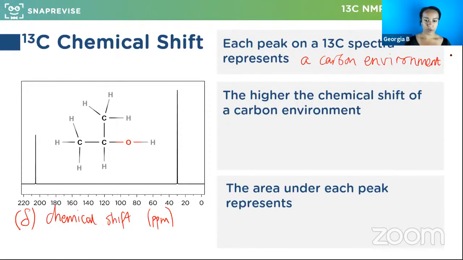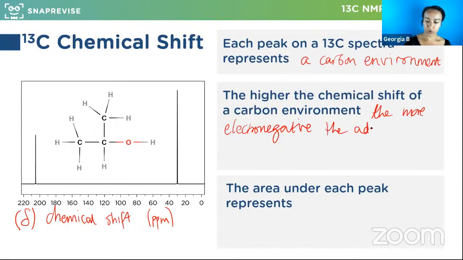And the higher the chemical shift is, so keep in mind that on our diagram, 0 is on the right-hand side, so the high chemical shifts are on the left. The higher the chemical shift of the carbon environment, the more electronegative the adjacent atoms are. And do bear with me. I'm going to show you what I mean on the diagram. You'll get there in a sec. I promise it makes sense.